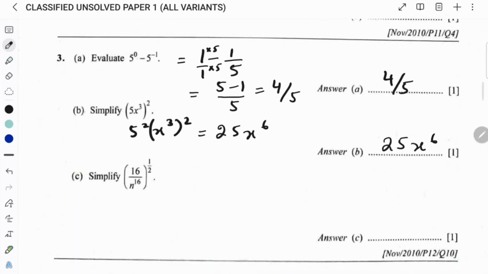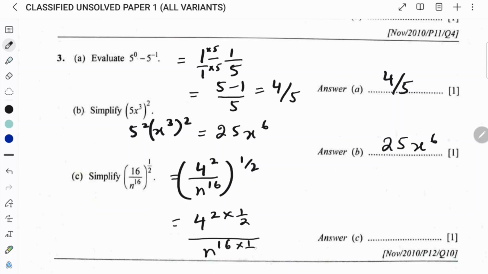Now the next part of the same question: 16 we can write as 4 squared. 1 upon 2 is there, so we can write 4 squared. If 1 upon 4 is there, then we can write 2 to the power 4. So it is 4 squared upon n to the power 16, whole power half. Now multiply the powers: 2 times half, divided by n, 16 times half. The powers cancel, that remains 4, and 16 times half is 8, so 4 over n to the power 8.